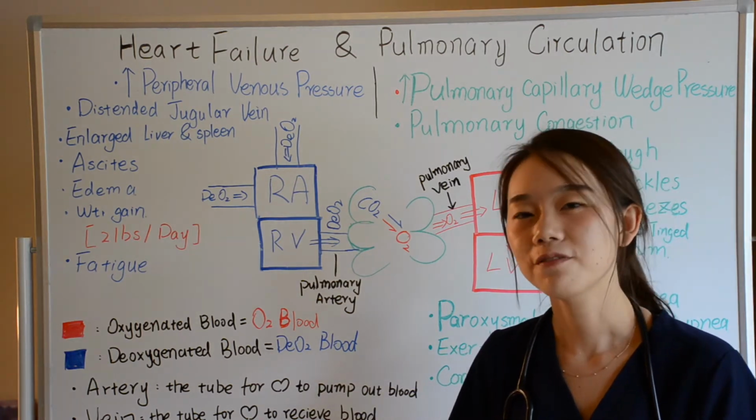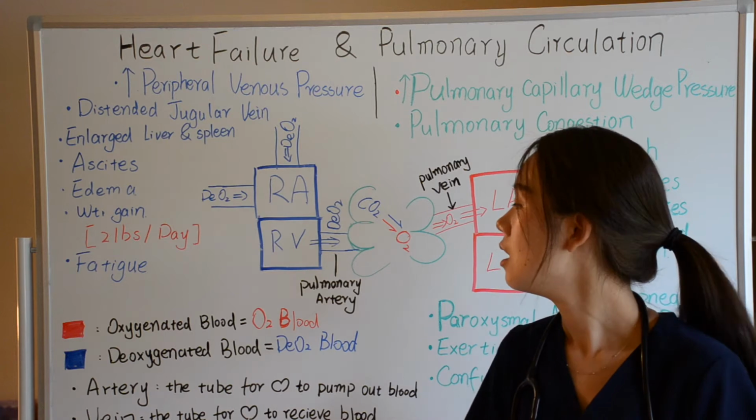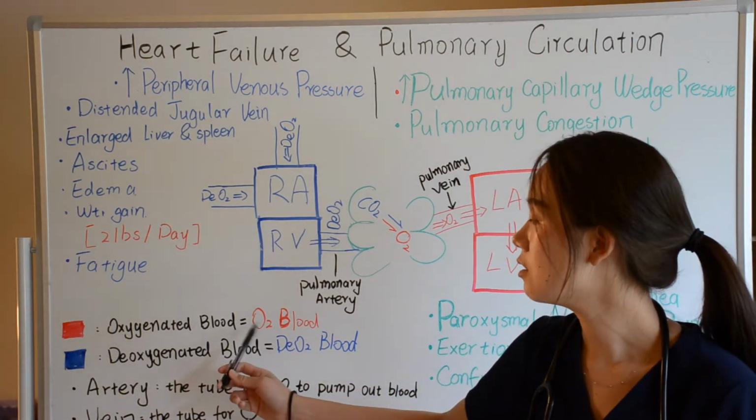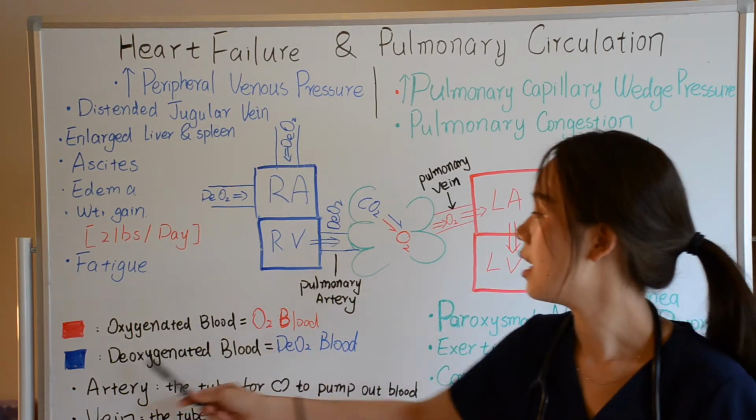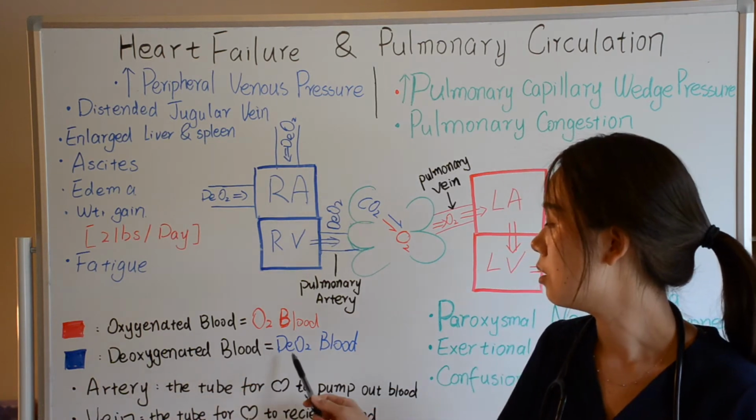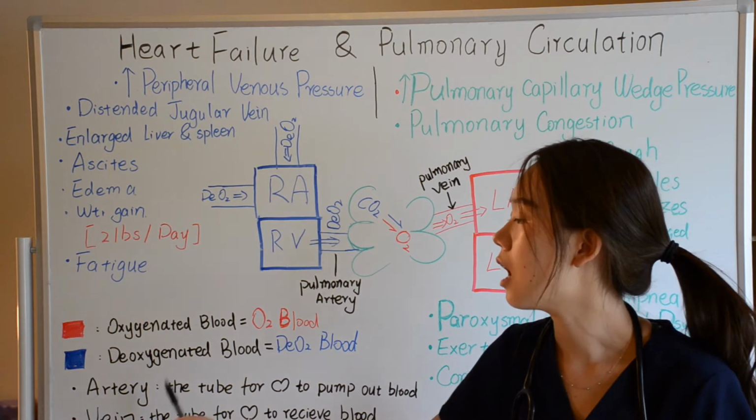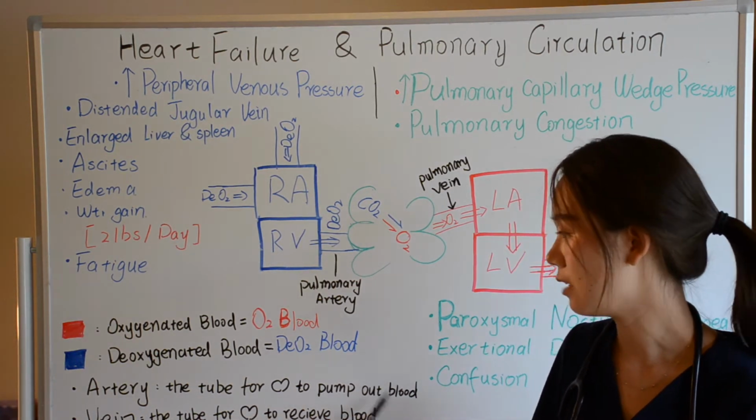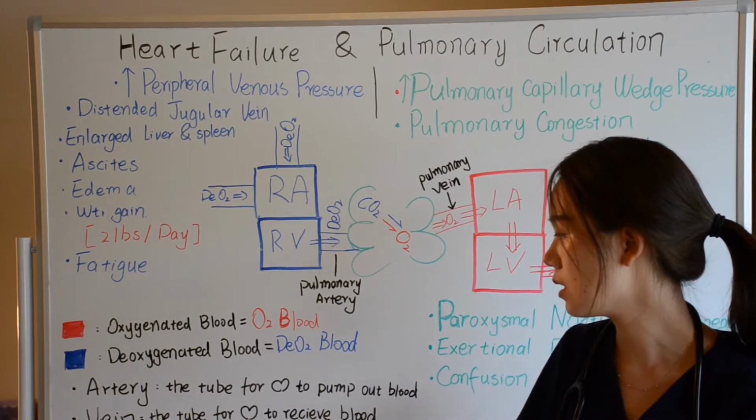So let's briefly review the pulmonary circulation very quickly. The red color means the oxygenated blood. I will use O2 blood to write down here. And the blue color means the deoxygenated blood. DO2 blood, I write down here. And the artery is the tube for the heart to pump out the blood. And the vein is the tube for the heart to receive the blood.